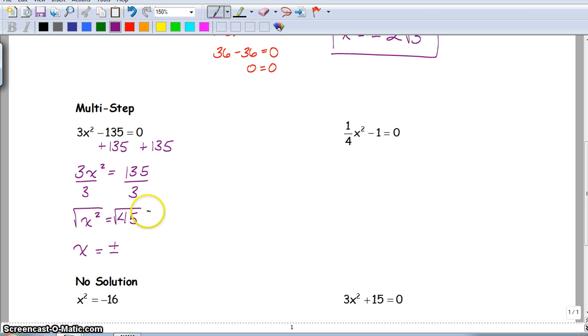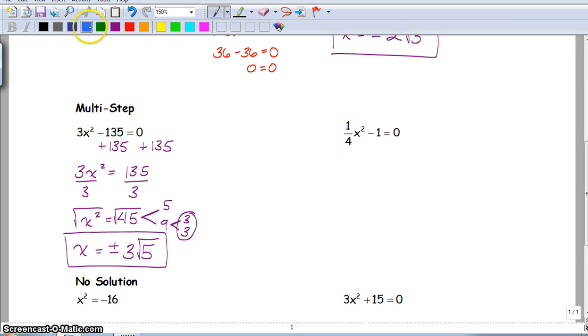We need to use the factor tree to break it down. So this can break down into 5 times 9. 5 can't break down any further. 9 breaks down into 3 times 3. There's a pair of 3's on the outside, and 5 is left underneath the radical. So your answer is x equals plus or minus 3 times the square root of 5.